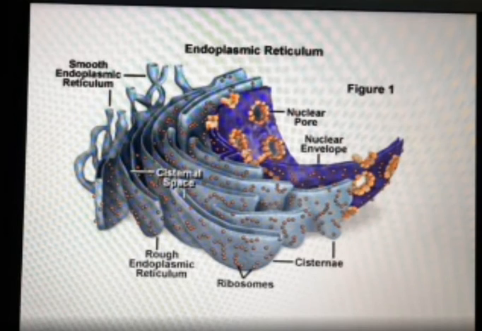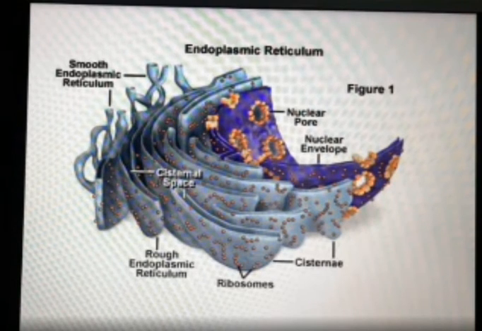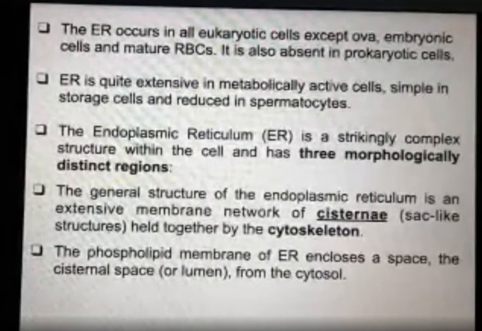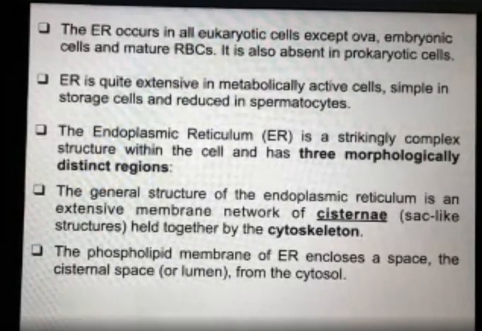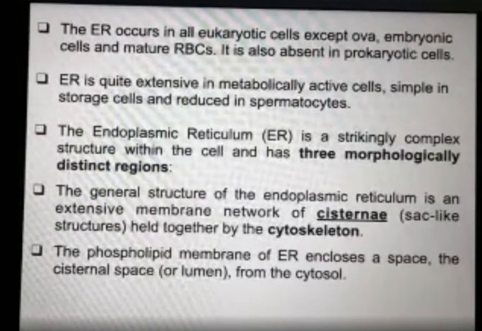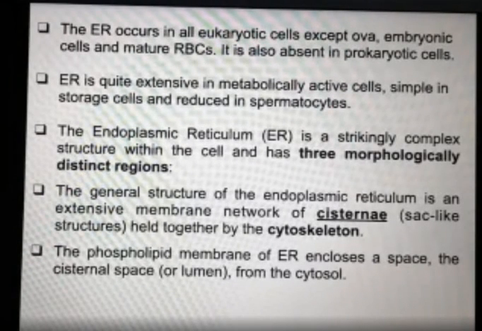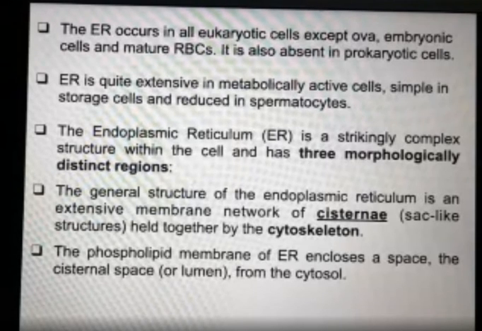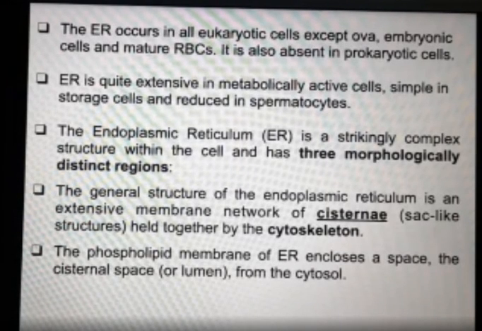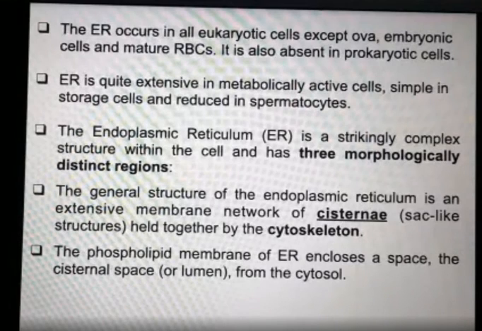Now, what are the cisternae and what are the vesicles, we will discuss in the next slide. The endoplasmic reticulum occurs in all eukaryotic cells except ova, embryonic cells, and mature RBCs. It is also absent in prokaryotes. Endoplasmic reticulum is quite extensive in metabolically active cells, simple in storage cells, and reduced in spermatocytes.